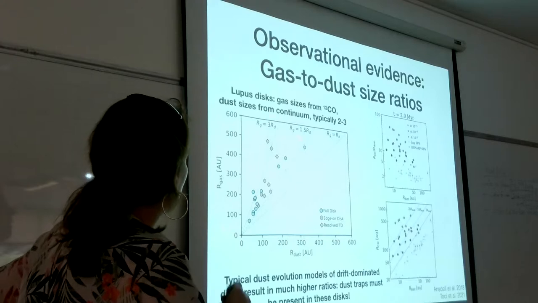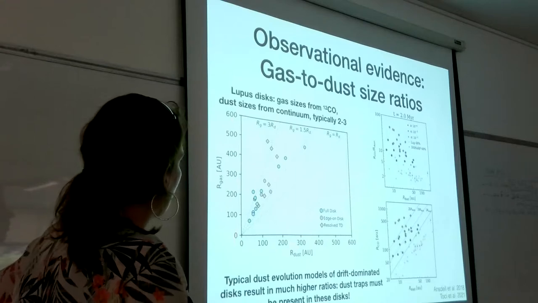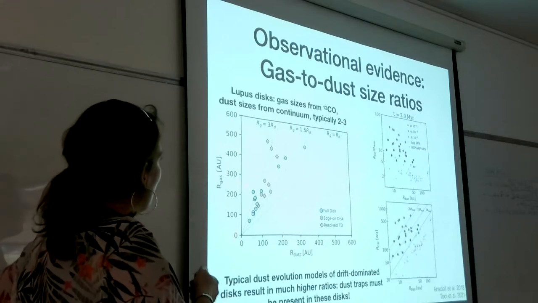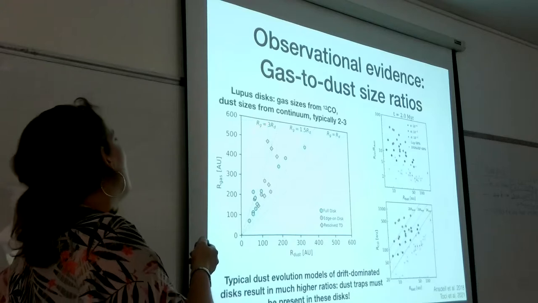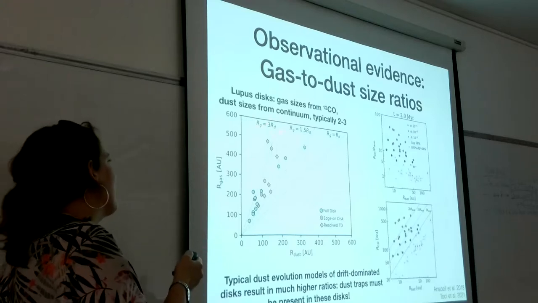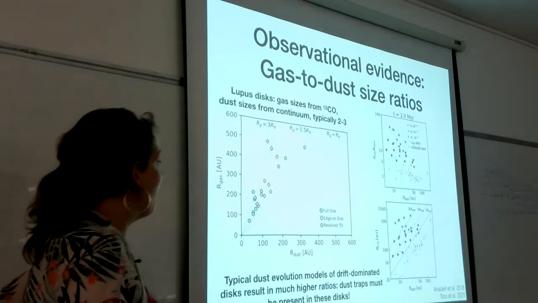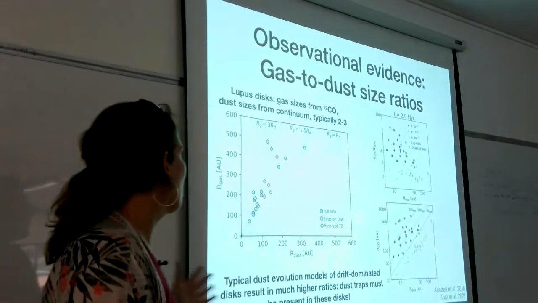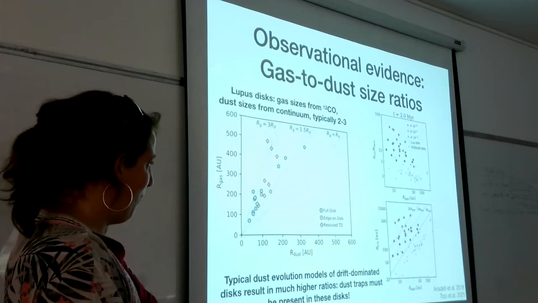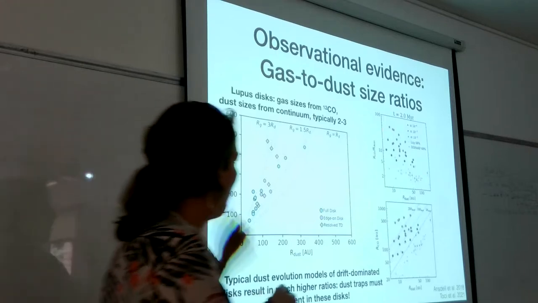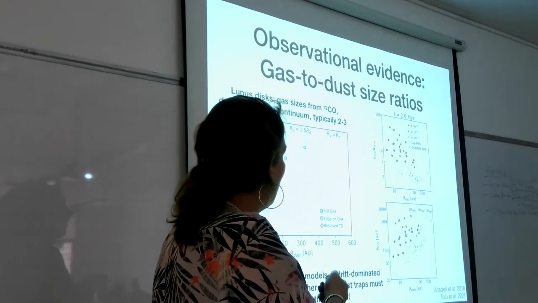So these are a number of disks in Lupus and Upper Sco. We have the gas disk size on the vertical axis and the dust disk size on the horizontal axis. The measurements are shown over here, and these lines are the different ratios. If the gas disk size is three times the dust disk size, then it would lie on this line. As it turns out, most disks are between 1.5 and 3, so the gas disk is between 1.5 and 3 times larger than the dust disk. And we actually have similar measurements here. This is the CO over the dust disk size measured for a number of disks.